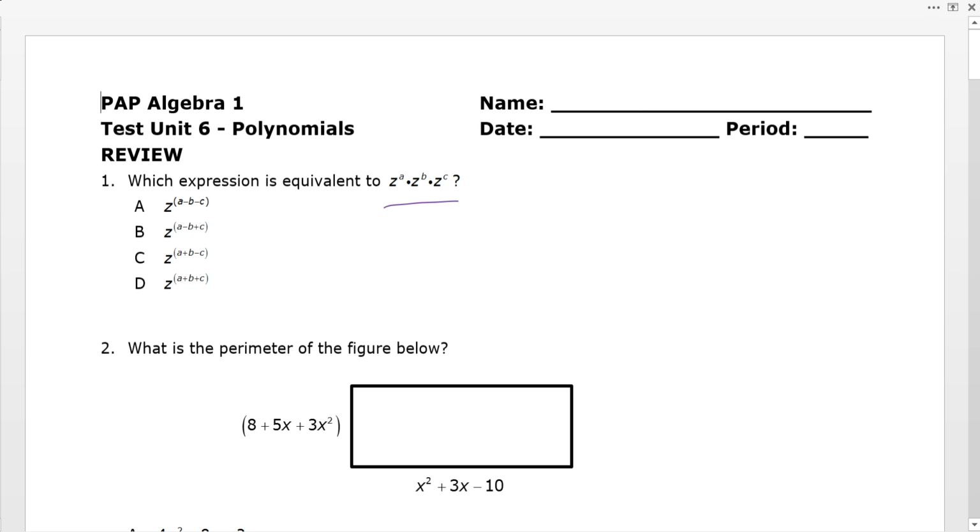When we multiply variables together, we add the exponents. So since all the bases are the same, we're going to add the a, b, and c together, which makes D the correct answer.